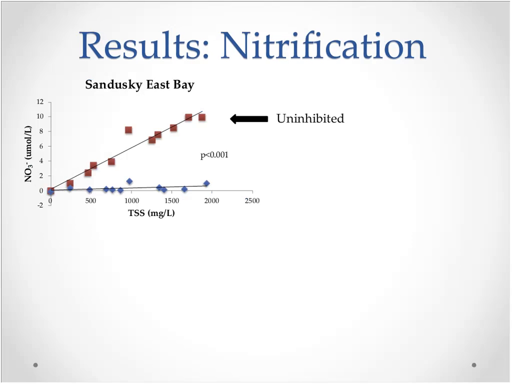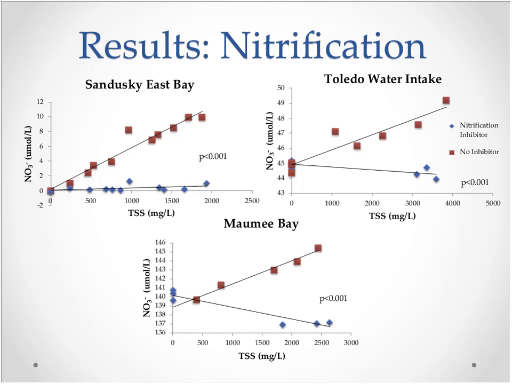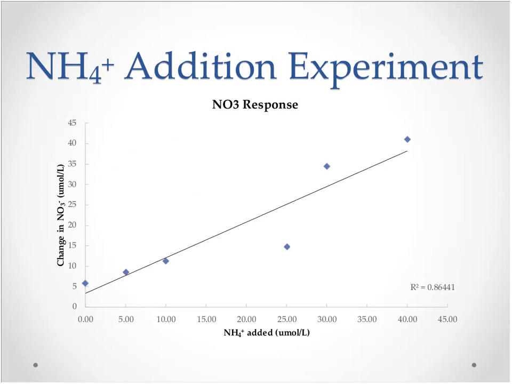So then, looking at these results, in this uninhibited sample, we again see that increase in nitrate. And in this inhibited sample, we don't see any buildup of nitrate. So this is suggesting that nitrification is occurring. And again, we see this at these other two sites. We performed a statistical test called an ANCOVA, which compared these two slopes and told us that they were indeed different from one another.